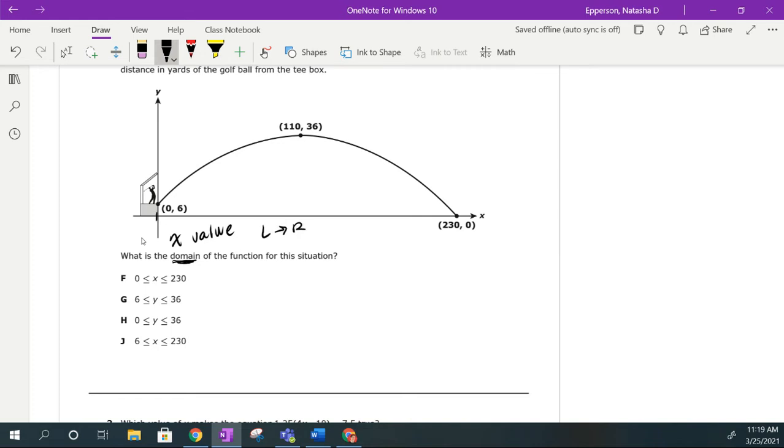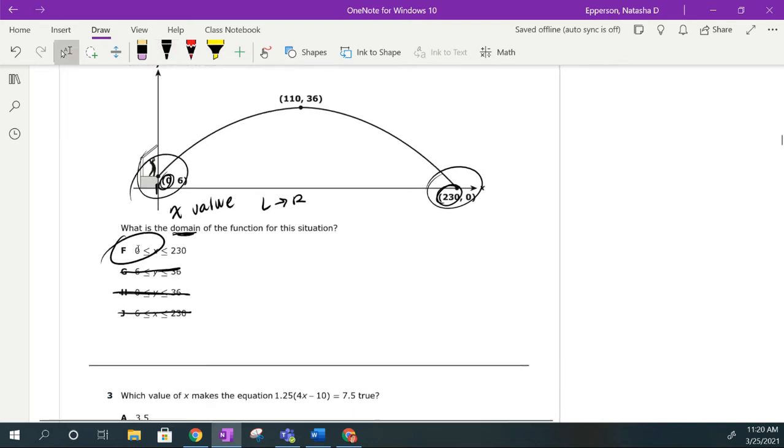If I look at my first value on the left side, that's this value right here. And then I'm going to look at the last value on my right. The x value is 0 here, and then the x value at the end is 230. So it's going from 0 to 230. I'm going to look at the answer choices. I'm going to eliminate G and H because those don't go from 0 to 230. Then I can eliminate J as well because that has 6 to 230. So that doesn't work. So by default, it has to be F.